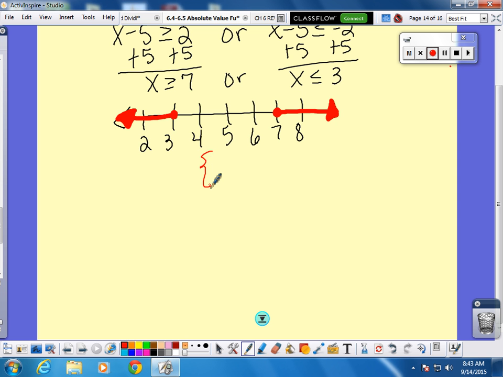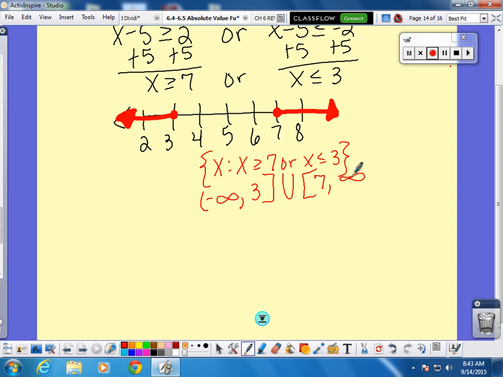So again, set builder is pretty easy. So it starts at negative infinity, comes up to 3, and is included. So I need a bracket there. Be careful, watch for that. Union with, and then 7 is also included, so I need another bracket. Just positive infinity. Good deal?